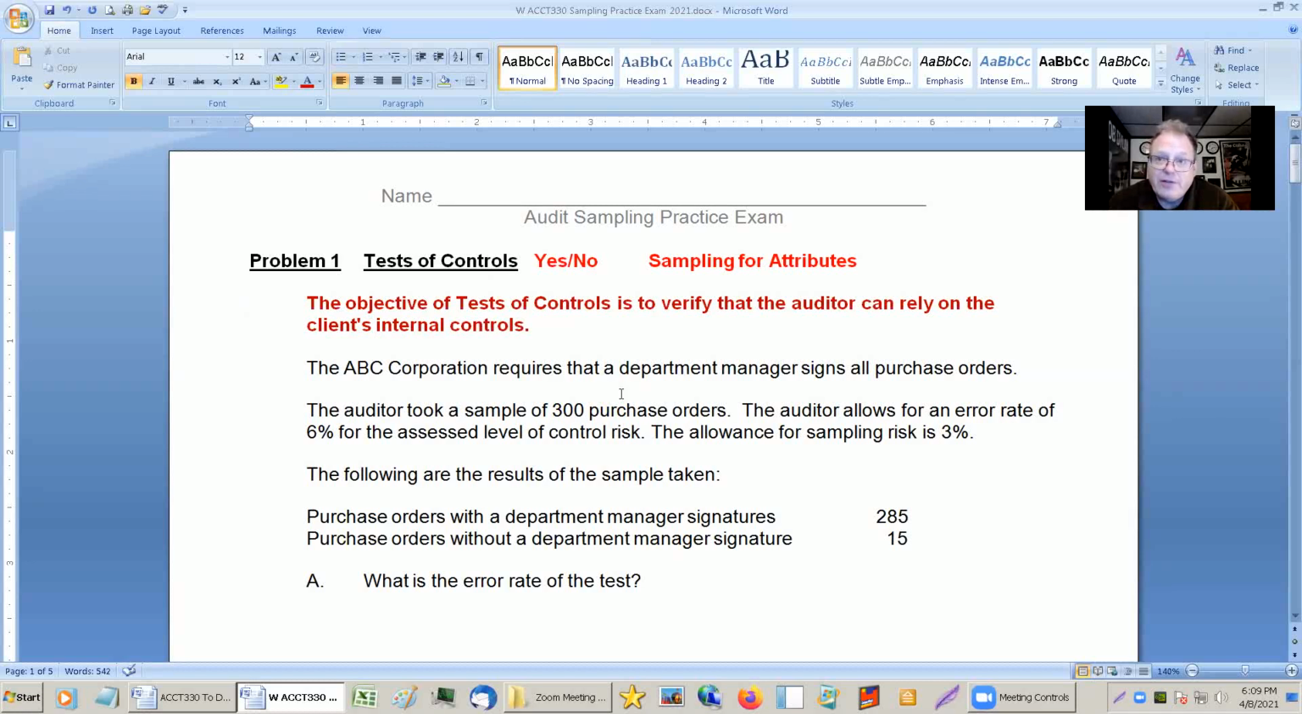Now, you only have to do this if you are going to rely on the internal controls. If you're not going to rely on the internal controls, you do not have to do the tested controls. So the tested controls are to see if you can rely on those controls. And if you can, then you can reduce your substantive testing, the testing for dollars.